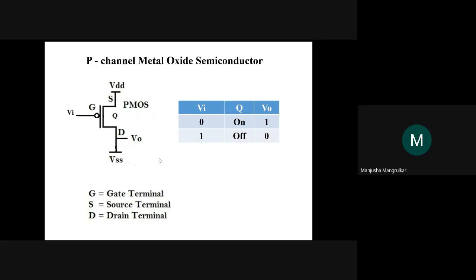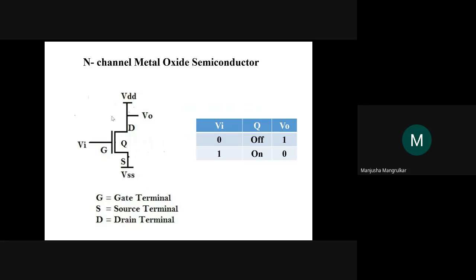PMOS, NMOS and CMOS, all the MOSFETs are your NOT gate. They give the complementary output, and how it is functioning we will see. So now this is a PMOS transistor. You need to keep it in mind. Your gate terminal has a NOT gate and your output is at the drain terminal. If you are giving a 1, your transistor will be off. If you are giving a 0 input, your transistor will be on. You have to keep that in mind, right?